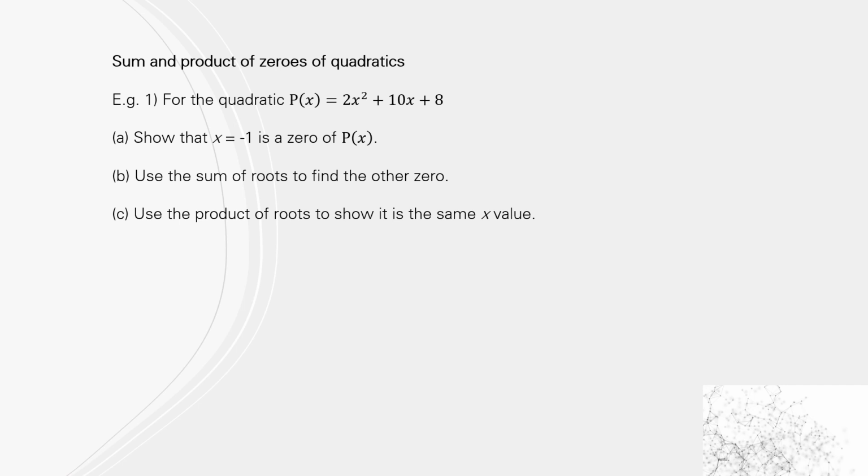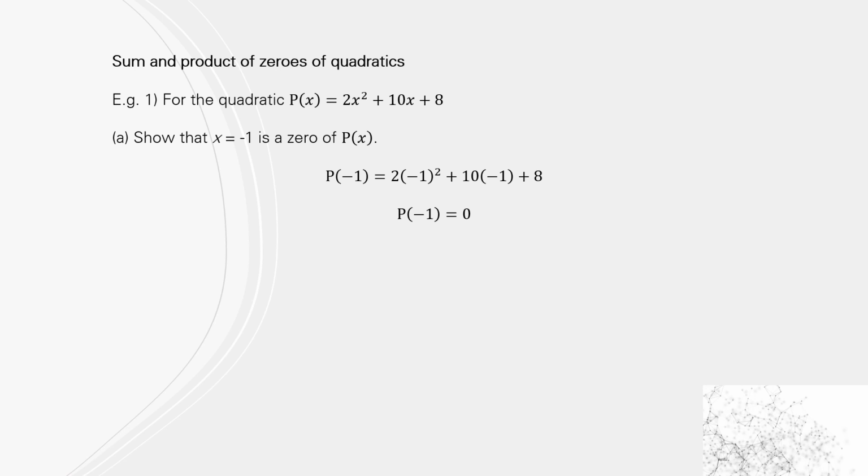So here's a simple one. For the quadratic, p of x equals 2x squared plus 10x plus 8, we're going to show that x equals minus 1 is a zero, just like using factor theorem. Then we're going to use the sum of the roots to find the other zero, and we'll use the product of the roots to show that it's the exact same x value, whether you use the sum or the product.